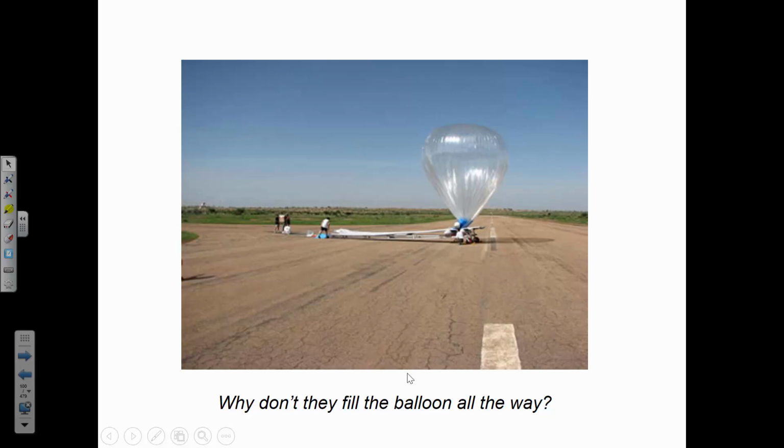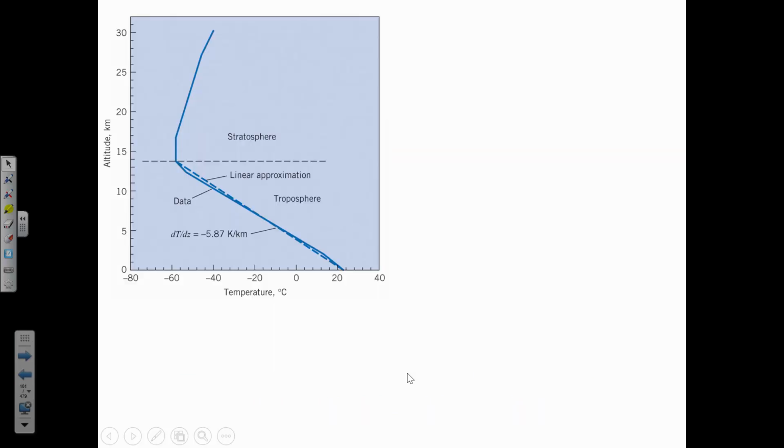Why is there less pressure as you go up through the atmosphere? It's gravity. It's for the same reason that pressure decreases as you go up through a liquid. It also decreases as you go up through a gas, and our atmosphere is a gas.